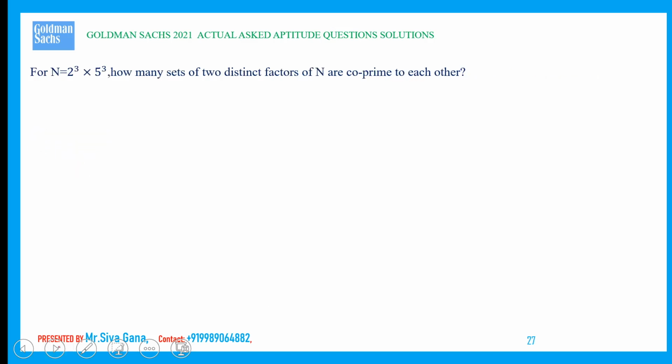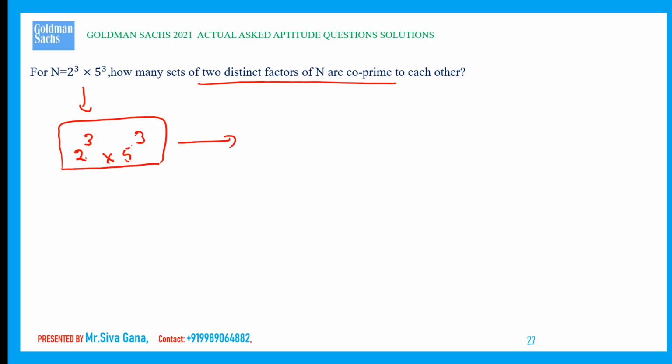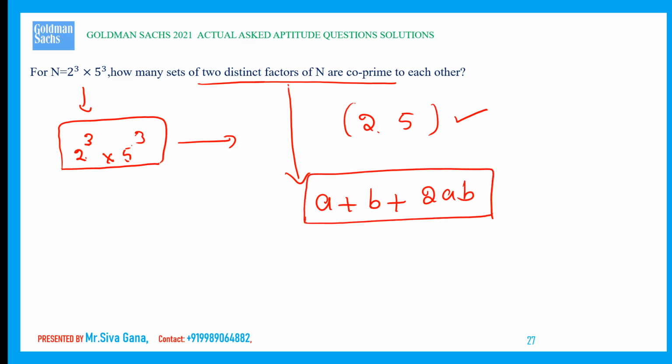Next question. The given number is 2 cube into 5 power 3. How many sets of two distinct factors of n are co-prime to each other? For this number, if 2 comma 5 are the factors, these two must be co-prime. This is one of the sets in our count. Like this, how many are possible? For these types of questions, I have a beautiful shortcut: A plus B plus 2AB. This is what I derived from mathematical orientation.